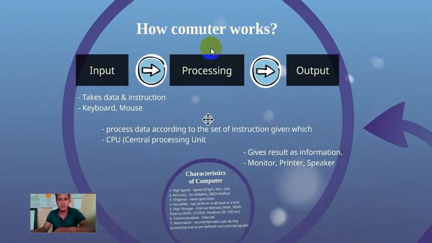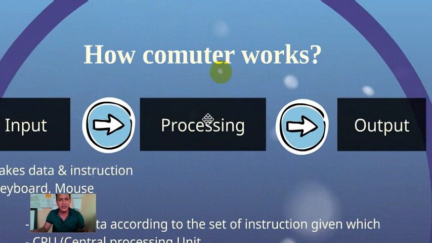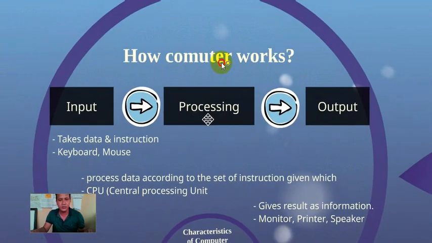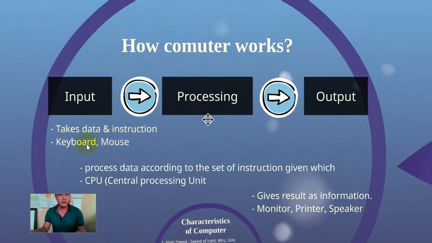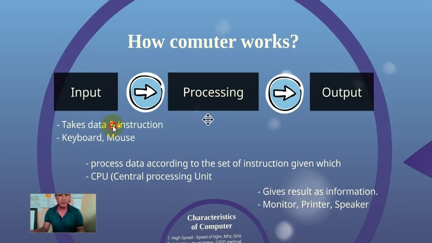So how does a computer work? As you can see in the figure, computer works in three terms: input, processing, and output. Input means it takes data and instruction using keyboard and mouse. Input devices means keyboard, mouse, joystick, scanner, something like that. Don't be confused between input and input devices. Input is simply taking data and instruction from the input device.